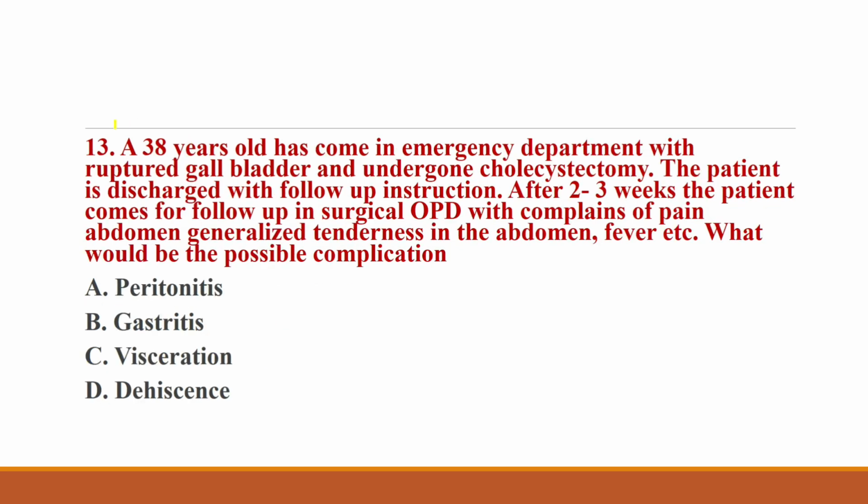Next question. A 38-year-old has come to the emergency department with a ruptured gallbladder and undergone cholecystectomy. The patient is discharged with follow-up instructions. After 2 to 3 weeks, the patient comes for follow-up in surgical OPD with complaints of abdominal pain, generalized tenderness in the abdomen, fever, etc. What would be the possible complication? Option A, peritonitis, B, gastritis, C, evisceration, D, dehiscence.